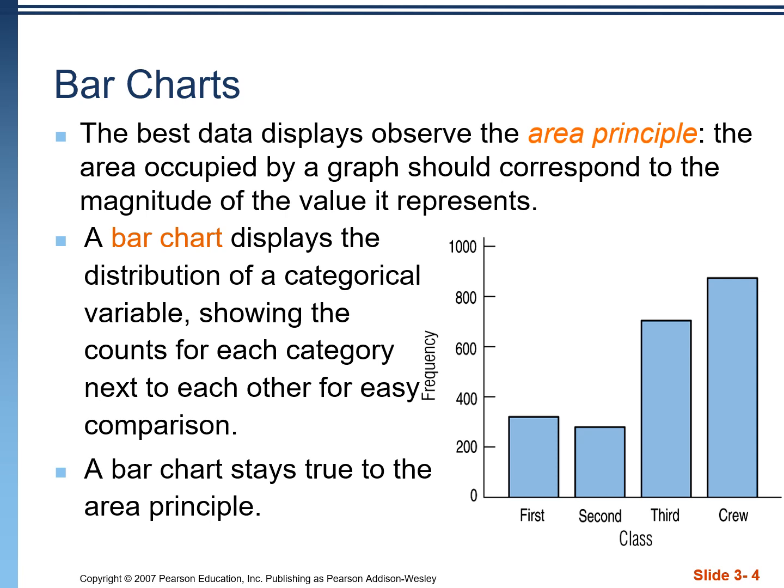Here we have a bar chart. This is always going to abide by the area principle. Reason being that we make sure that the width of each of these bars is always the same. So that lets the height determine that area. So this bar for crew members will end up being 3.1 times the area for the bar for second class passengers.